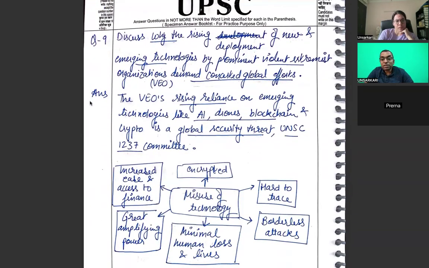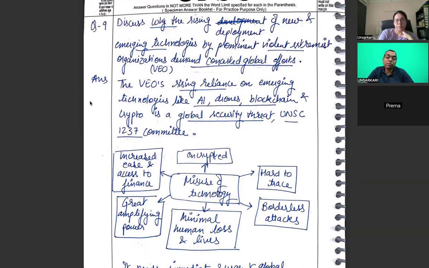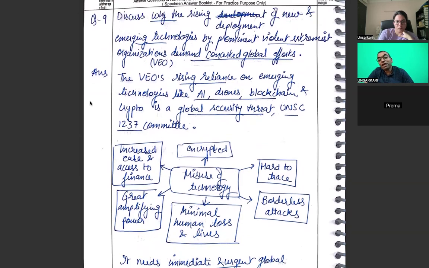Discuss why the rising deployment of new and emerging technologies by prominent violent extremist organizations demand concerted global efforts. Very broad question in terms of developmental security, development, poverty, extremism, and also in terms of disgruntled and marginalized communities and even regions. All this is reflected. So that is why concerted global effort is required by state and non-state. It is about non-state actors. So new and emerging technologies used by prominent violent extremist organizations.